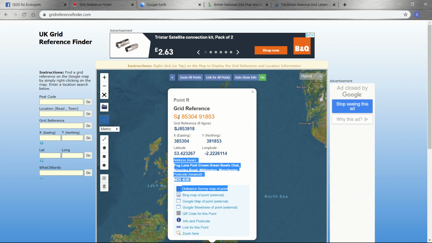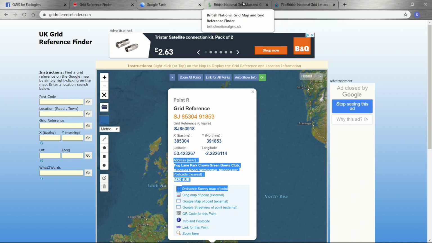What the letters mean, and again, I don't really know the full history or why it's done. I think it's to do with making it easier when you're actually using paper maps to find the right map, because they'd usually be marked with the SJ, the letters, first.